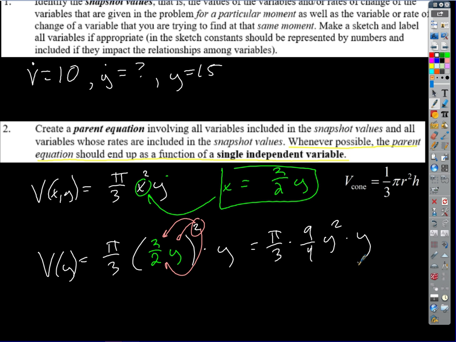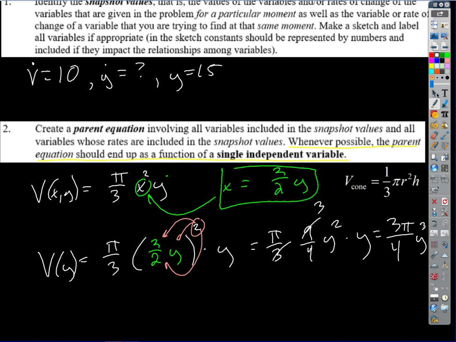And so now, when all the dust settles, what do we get? We can do a little simplification. 9 over 3 goes to 3, good. And so on the top, I'm just going to get a 3 pi. On the bottom, I get a 4. And y squared times y is y cubed.